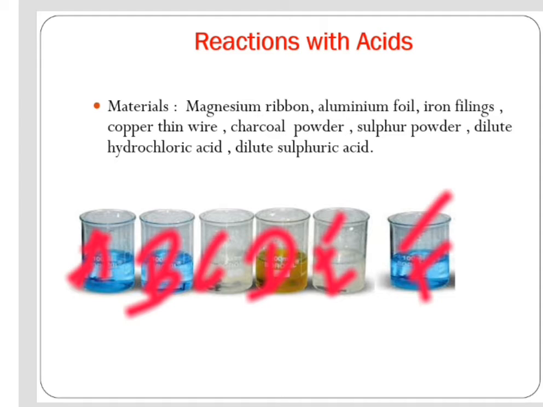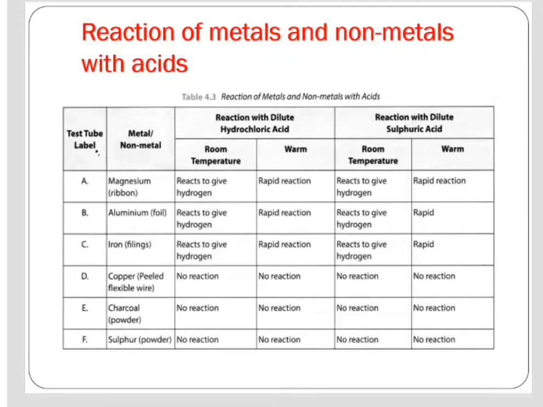If the reaction does not occur in cold solution, warm the test tube. Bring a burning matchstick near the mouth of the test tube. Repeat the activity using dilute sulfuric acid and note the observations in the following table. Okay? Reactions of metals and non-metals with acids.